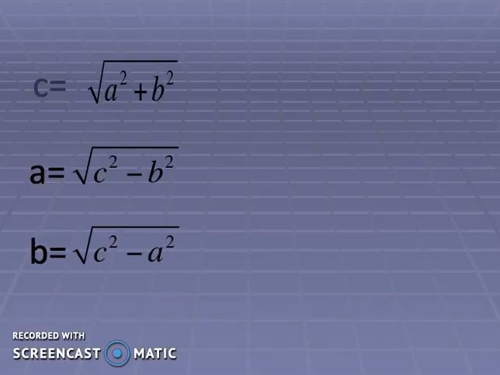Now all we've done here is rearrange the Pythagorean theorem, A squared plus B squared equals C squared. We've just used algebra to rearrange that formula so that it is easier to use. It's exactly the same and you can use it for all three of those functions.